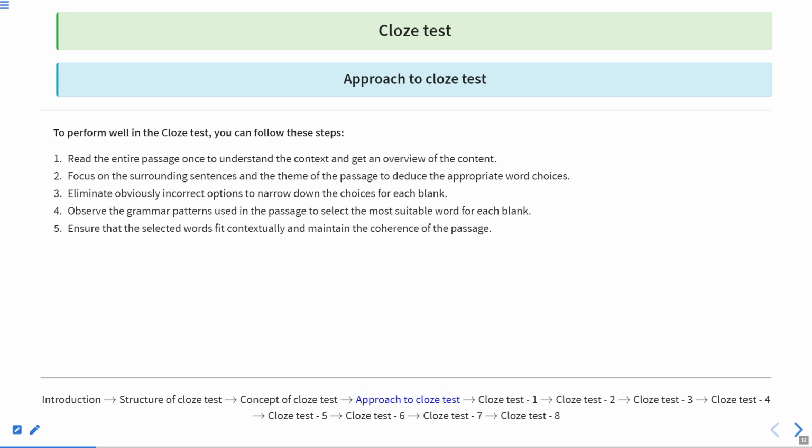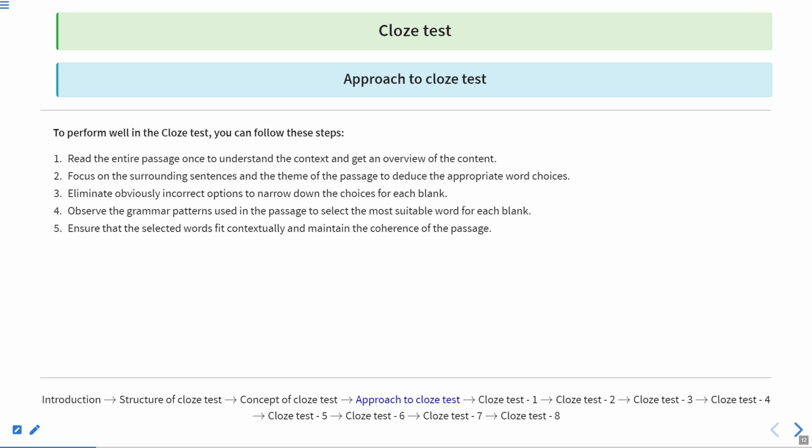Then, number 2, we focus on surrounding sentences and the theme of the passage to deduce the appropriate word choices. Once we understand the sentence, we will look at the surrounding sentences and understand which particular word choice may be better. A single sentence may allow us to choose multiple values, but when these sentences are seen together in a context, we will be able to better understand which particular word fits better.